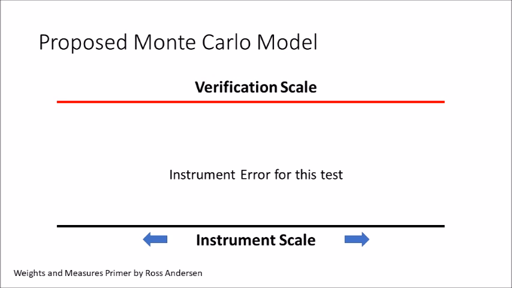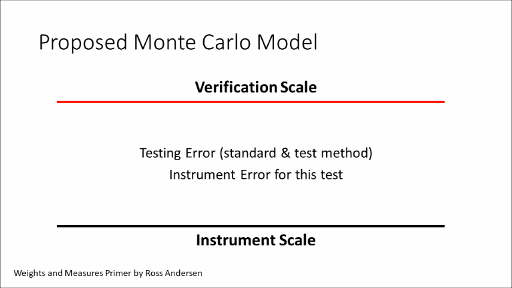I'm going to build a Monte Carlo model where we have a verification scale and an instrument scale. And if you remember from my video on the verification scale division e, the verification scale is constant. It's the true value of the standard. The instrument scale is what moves. And the offset between these two scales is the error for that test.